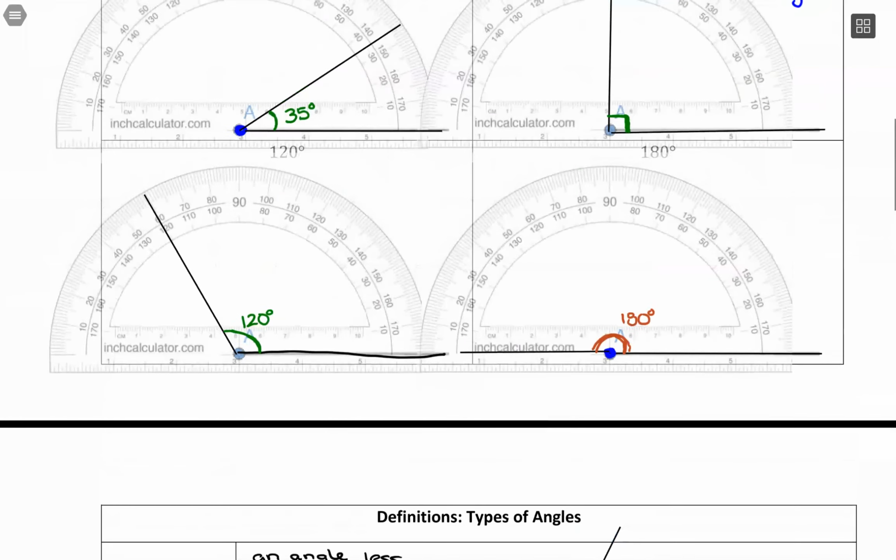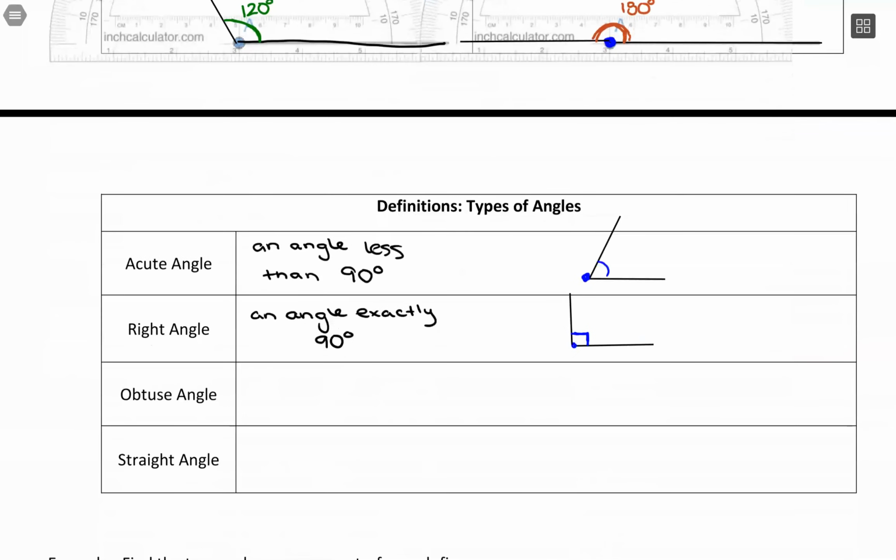And then this 120 degree one, this would be an obtuse angle. So that's an angle that is more than 90 degrees. So if I had to draw an obtuse angle, I'd get my vertex, get my first kind of starting line going, and I could imagine, okay, there's 90 degrees. Anything to the left in this case would make an obtuse angle. So then we'd have that large angle there.